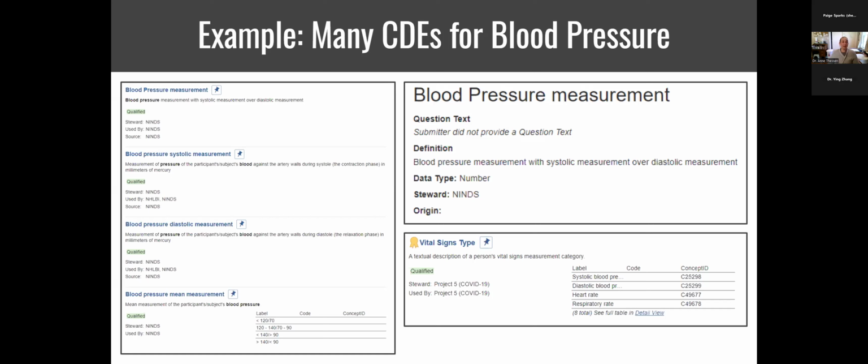And as a human, I know that a blood pressure measurement is made up of a systolic measurement and a diastolic measurement. And I know what a blood pressure mean measurement would be. But the machine doesn't know this. The relationship between these 4 things is not made explicit in any sort of way. And it also relates to other types of CDEs. Like here we have vital signs type where blood pressure is a part of this. But again, it's not captured in a machine readable way.